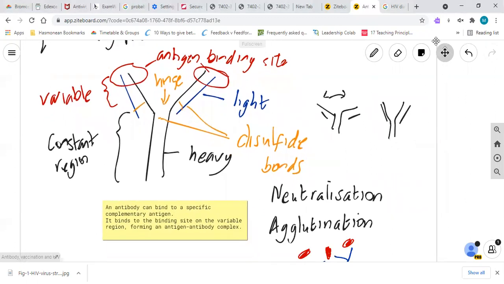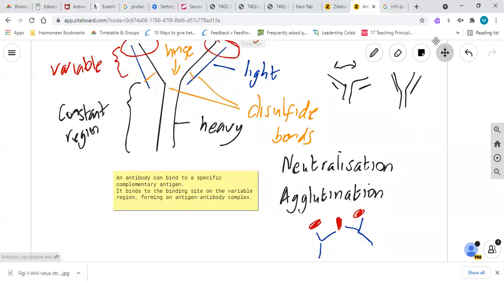So when we're describing antibodies binding to the antigen, it's important we talk about it binding to a specific and complementary antigen, and that the antigen binding site is on the variable region, forming what we call an antigen-antibody complex.